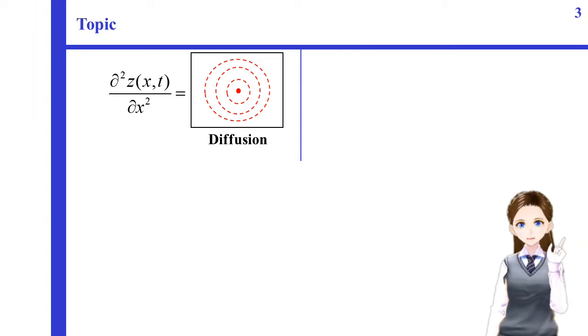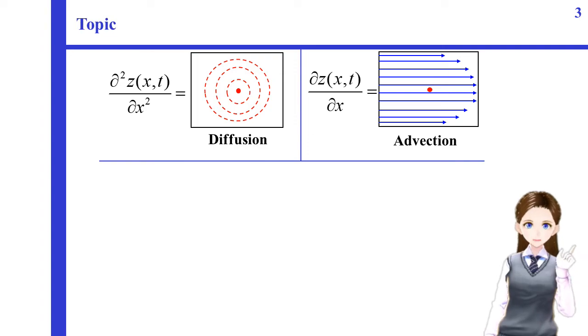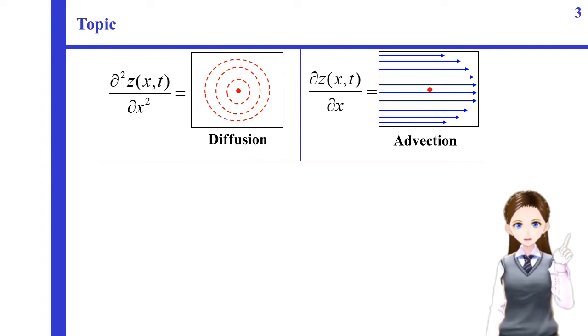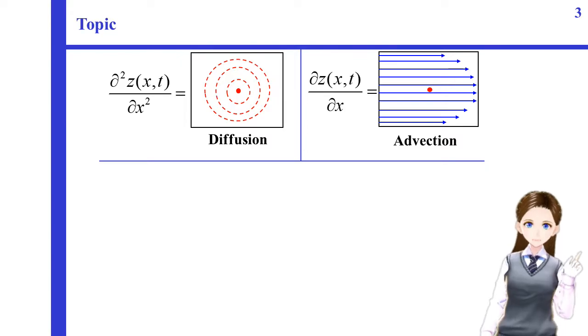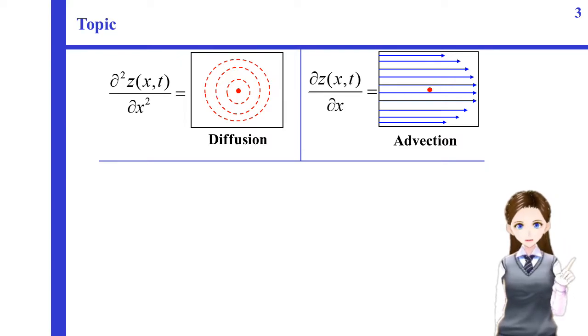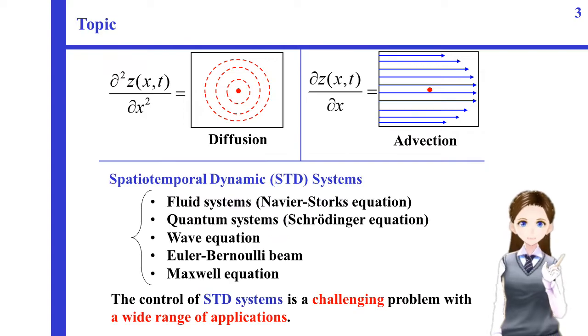This partial derivative term is used for representing the diffusion phenomenon, and this term is used to represent the advection phenomenon. Then, many spatiotemporal dynamic systems can be described by equations that contain this kind of partial derivative terms. It is worth noting that, for example, Navier-Stokes equation, Schrödinger equation, wave equation, Euler-Bernoulli equation, and Maxwell equation all belong to a class of spatiotemporal dynamic systems. Therefore, the control of spatiotemporal dynamic systems is a challenging problem with a wide range of applications.